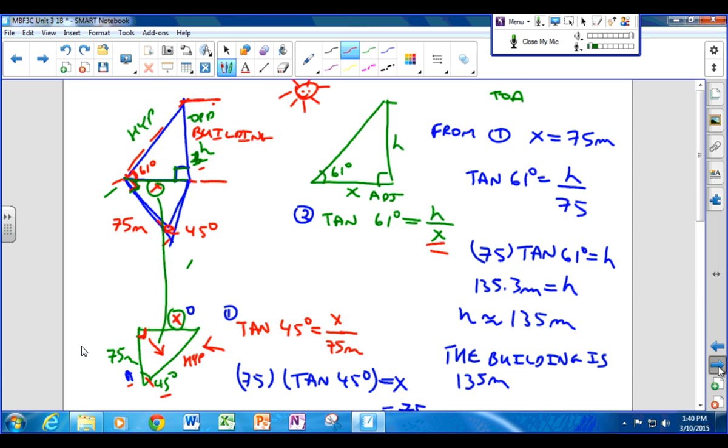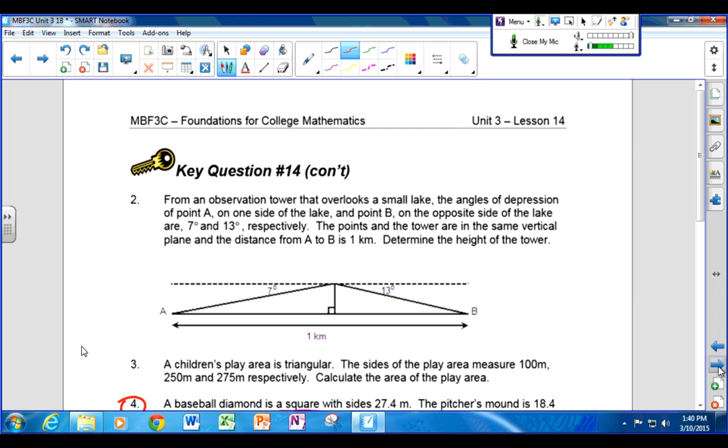Okay, here we are. The second one, now this is an interesting problem. This is one of those observation tower type questions, and I actually have one here that we might be able to get to. So it says, from an observation tower that overlooks a small lake, the angles of depression of point A on one side of the lake and point B on the opposite side of the lake are 7 degrees and 13 degrees respectively. The points on the tower are in the same vertical plane, and the distance from A to B is 1 kilometer. Determine the height of the tower.